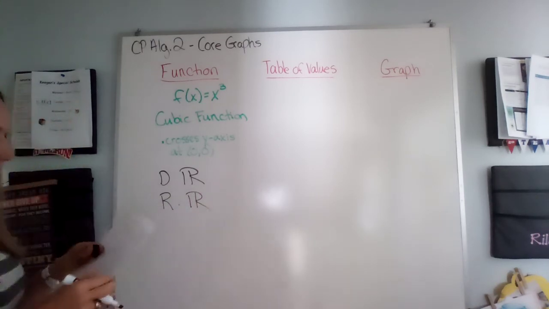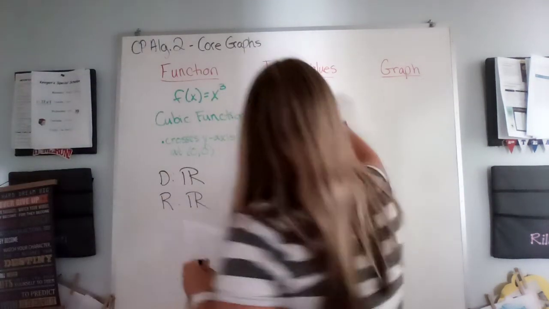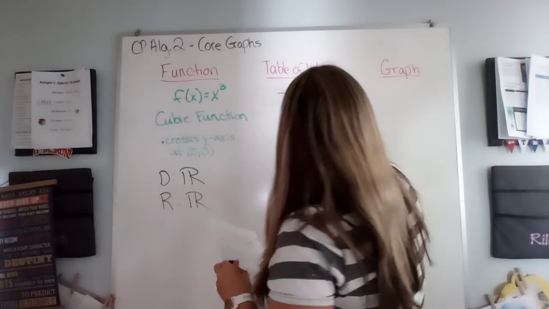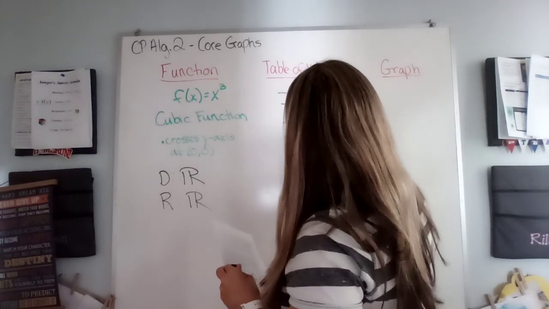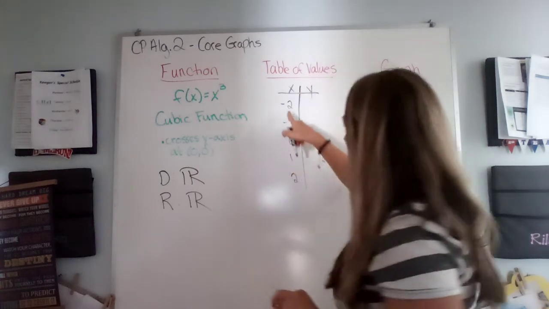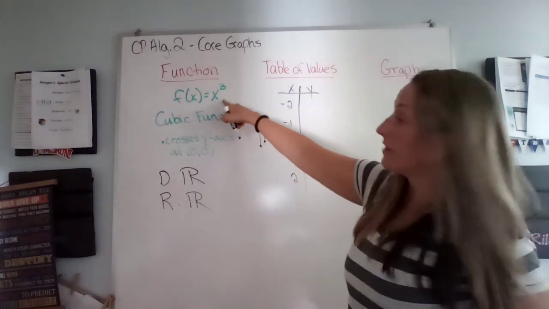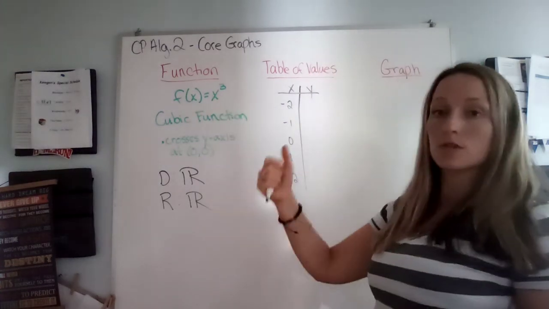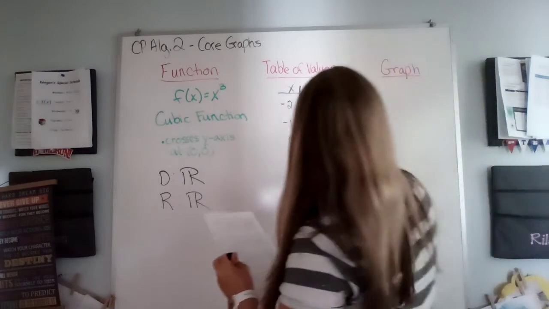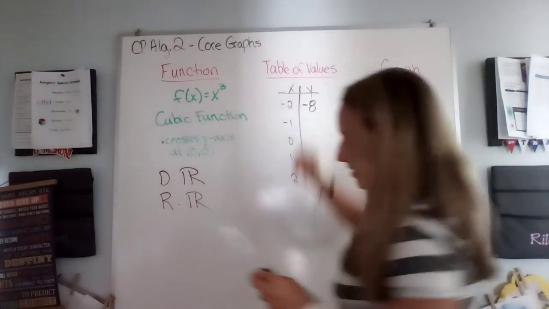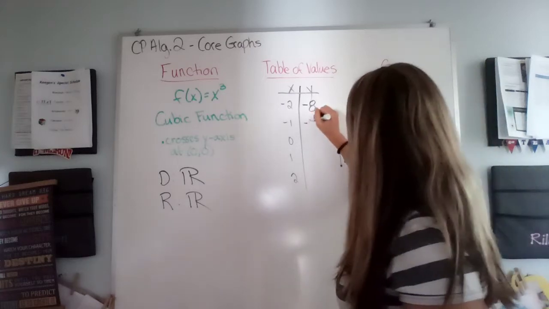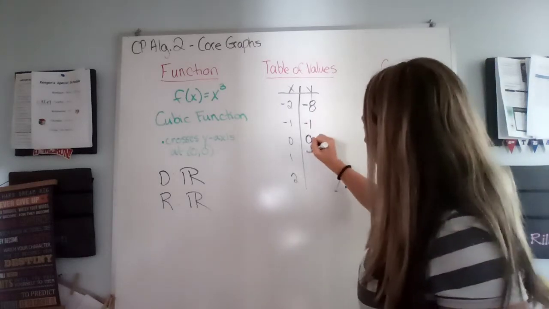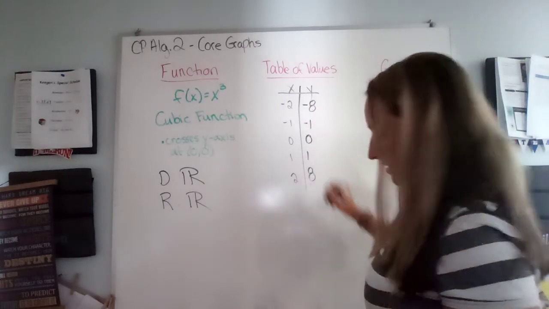Okay. All right, table of values. Same numbers we'll look at, x and y, -2, -1, 0, 1, 2. So you plug -2 in, -2 cubed. That's -2 times -2 times -2 is -8. -1 cubed, -1 times -1 times -1 is -1. 0 cubed is 0, 1, and then 8.